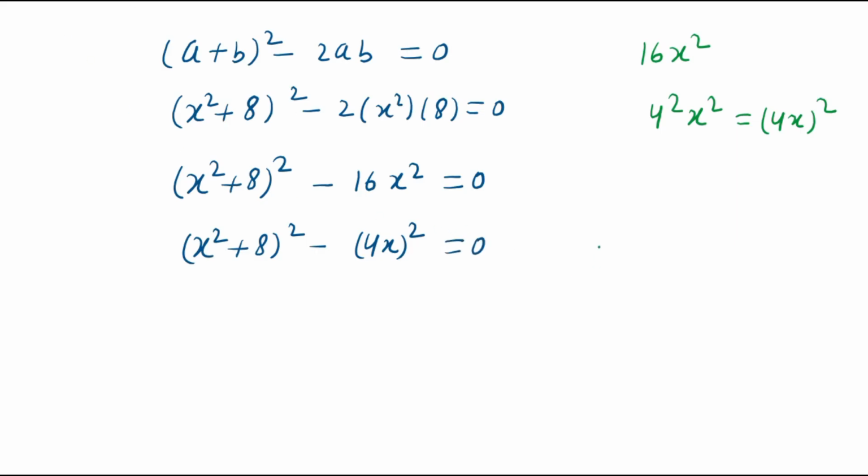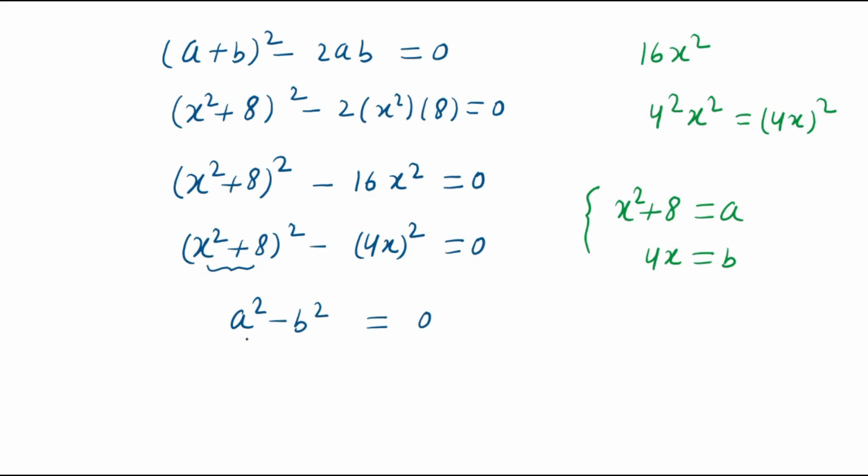Here we will apply substitution again, and if we substitute x square plus 8 equals a and 4 times x equals b, then on the left hand side the expression is a square minus b square, and this is equal to 0. On the left hand side we have a difference between two squares, a square minus b square, and we know that the factor of a square minus b square is (a plus b) times (a minus b), and this is equal to 0.